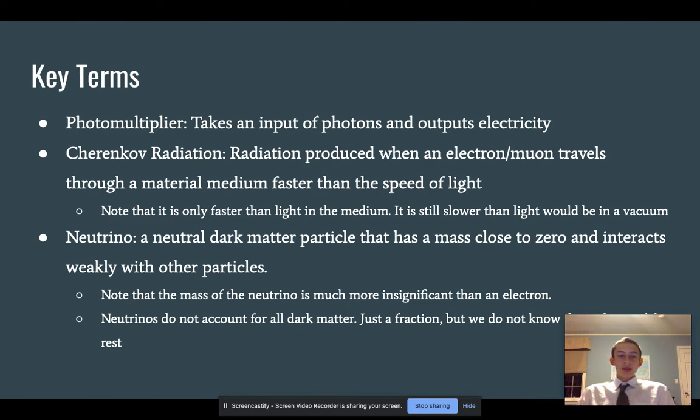And a neutrino is a neutral dark matter particle, so it has a neutral charge, and it has a mass close to zero, and it interacts weakly with other particles, because it's thought to be a WIMP. When I say mass close to zero, it's very close to zero. For a long time, people thought it had no mass. It's much more insignificant than an electron. And neutrinos, we don't think they account for all dark matter. It's just a fraction, but we do not know much about the rest of it.